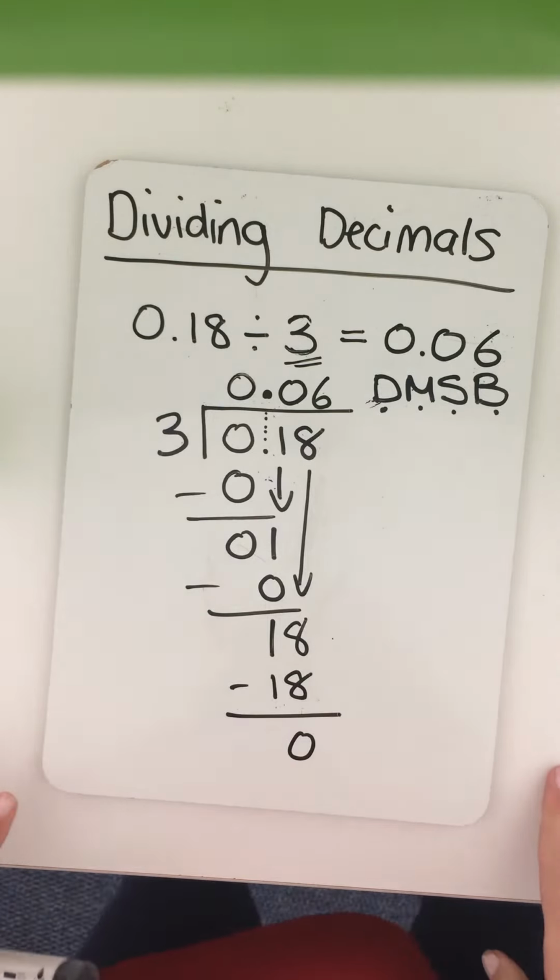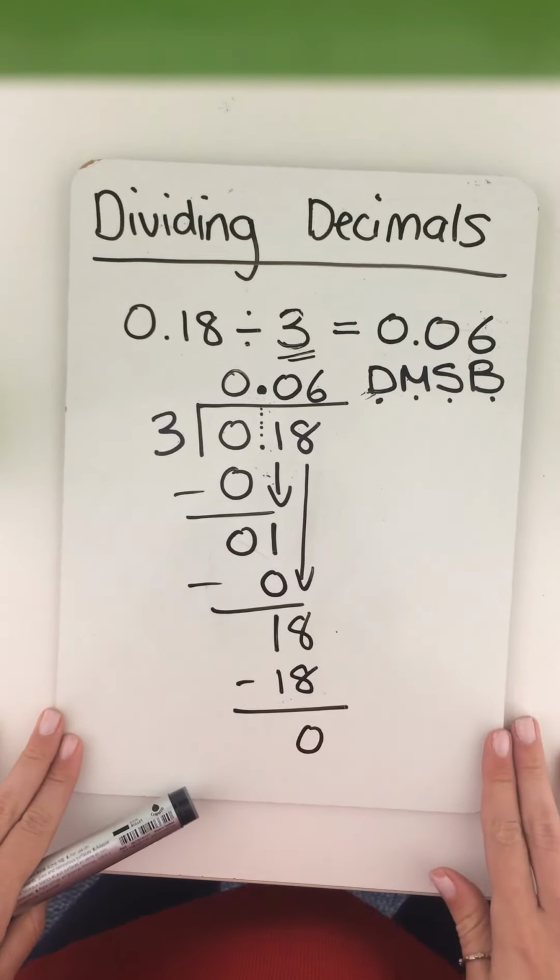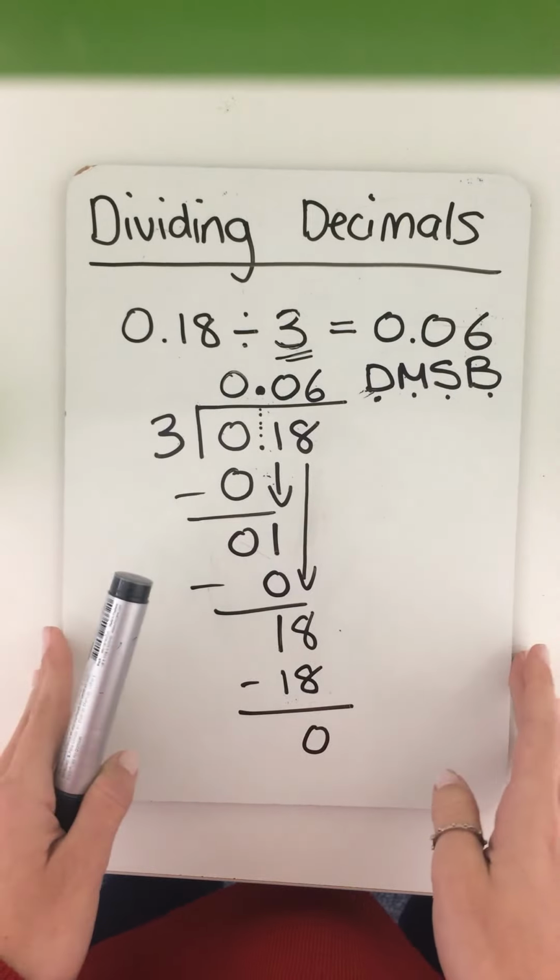Now, the important thing to know about long division of decimals is that you can never ever have a remainder. You can never have a remainder when dividing decimals. So I'm going to do an example where we have a remainder and show you what we do with the remainder.